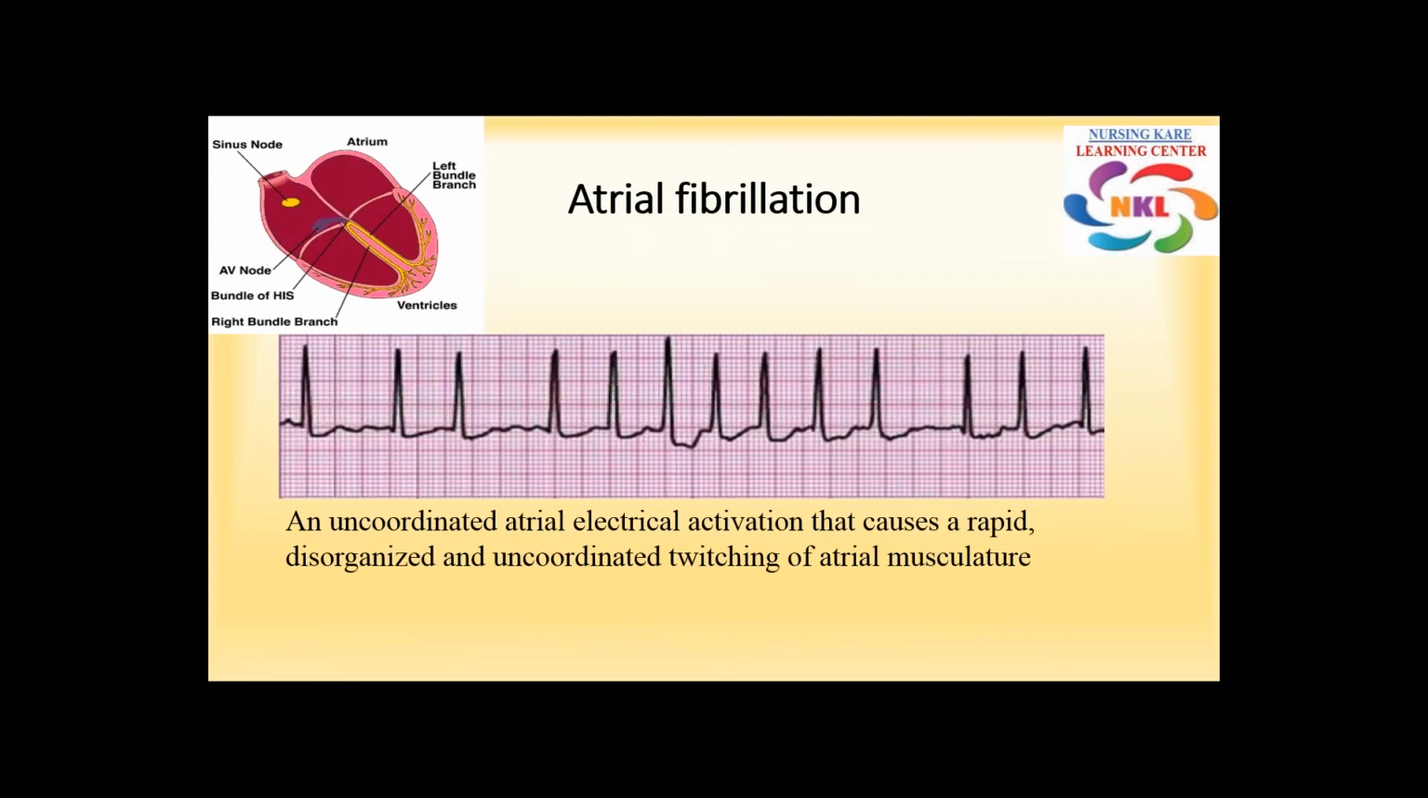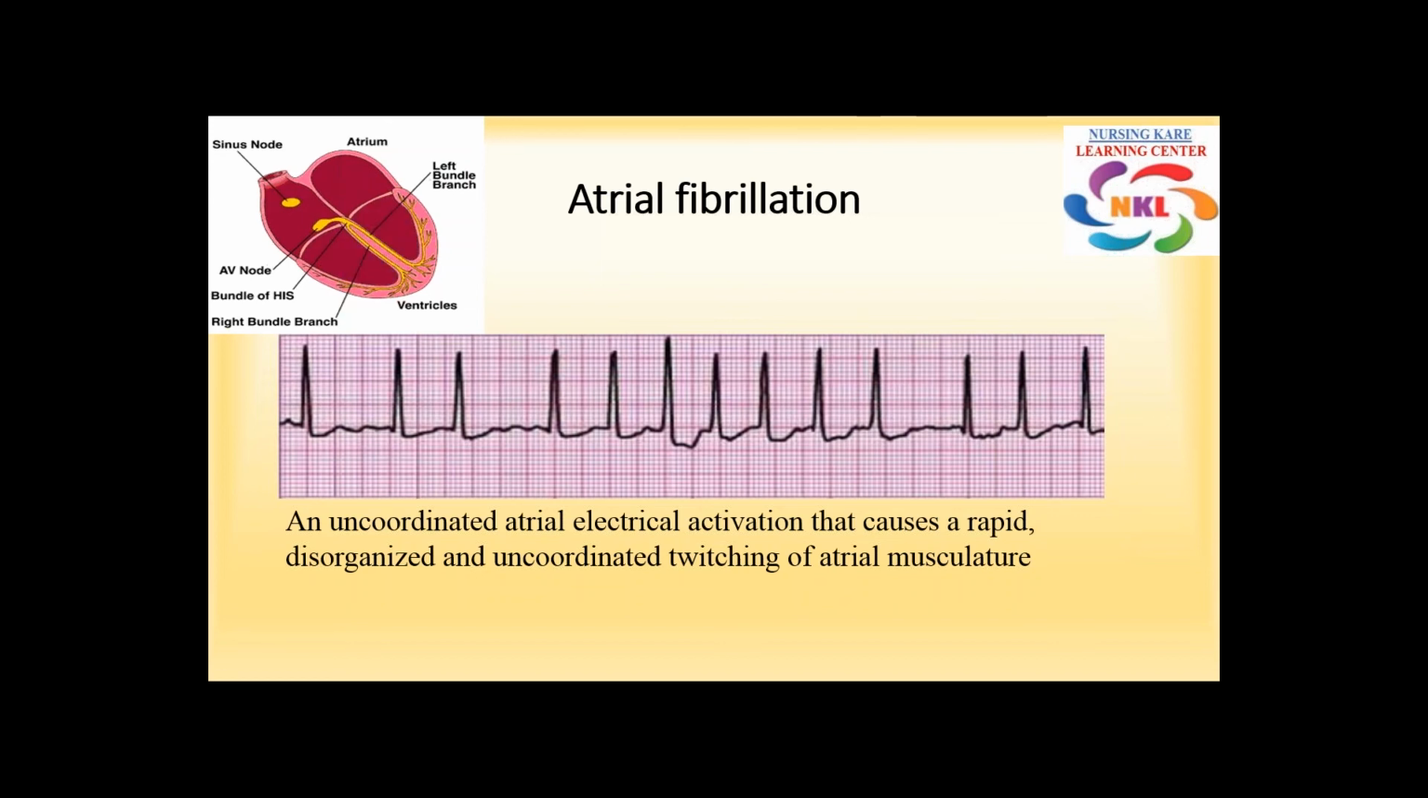Atrial fibrillation. Now, that's another thing. Students say, how do I know the flutter from the fibrillation? The flutter looks like a sawtooth, the so-called F wave. If we look at atrial fibrillation, it's an uncoordinated atrial electrical activity that causes a rapid, disorganized, and uncoordinated twitching of the atrial muscle.